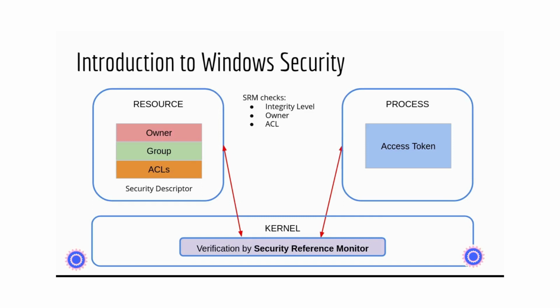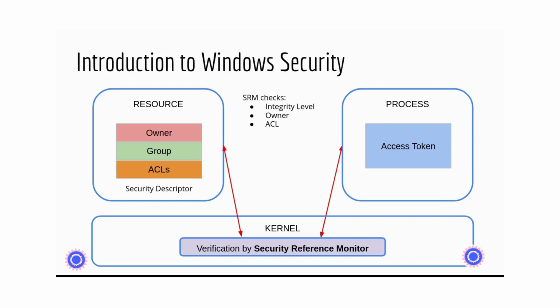Now, how is it done? There are a couple of steps the SRM does. First, it verifies the integrity level of a caller, and the integrity level is just a sort of number assigned to both tokens and resources. If the integrity level of a process is lower than the one of the resource, access is denied. Otherwise, SRM proceeds with checking the owner and access list of the resource.